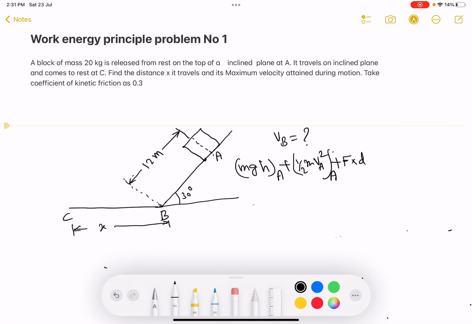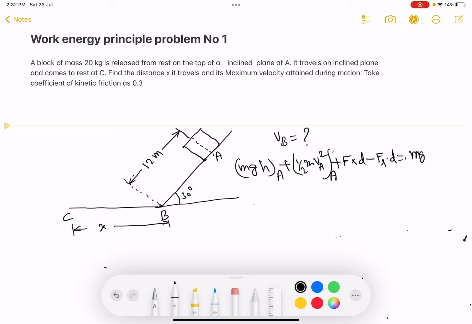Is there any work? We'll come to that later. So work done minus frictional energy. I will write frictional force into the distance traveled, that is minus frictional energy. This will be the energy at point B. So I am applying the work energy principle between points A and B. The energy at B will also be potential energy, so I should write this in a different way.